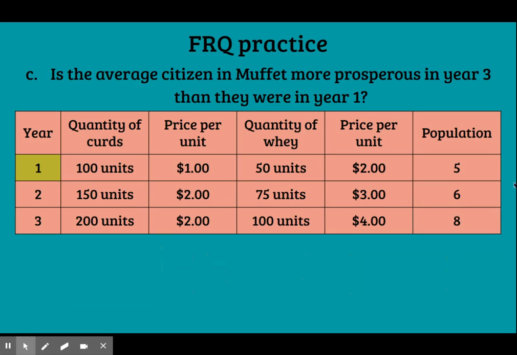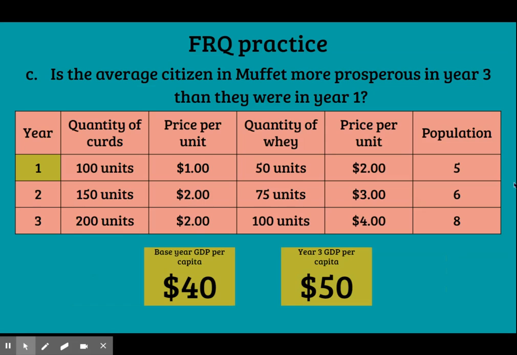Now let's compare. We already have the GDP per capita for year 1. We got that in question A. So we can compare that to the real GDP per capita of year 3. And we can see that year 3 has a higher GDP per capita. That means that, yes, the standard of living has increased.